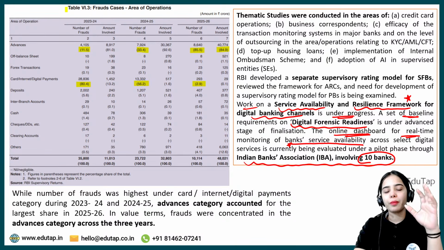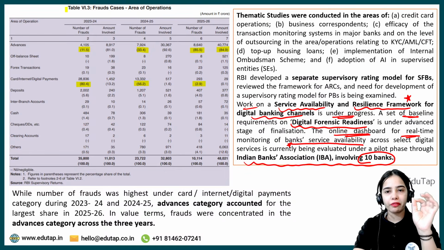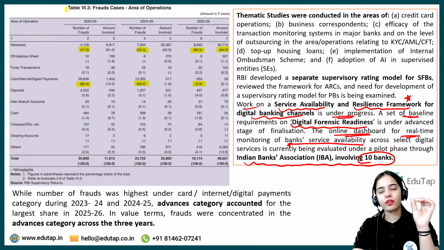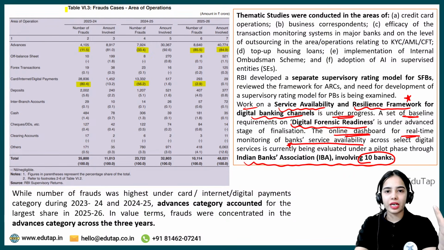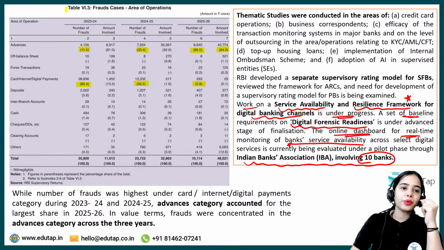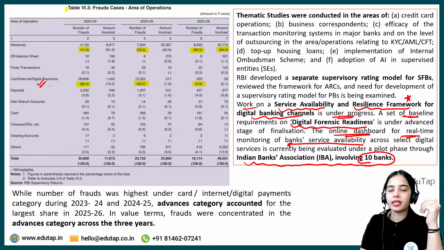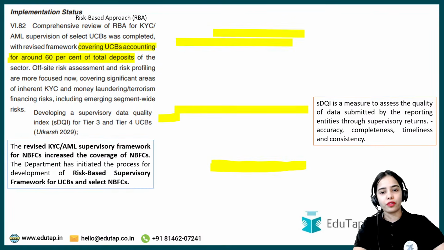No need to remember the amounts here, because there is too much data that you will have to focus on. The idea is that in 2025-26, in terms of value, the frauds were highest in which category? Off-balance sheet, forex transactions, card, internet, digital payments, deposits, or advances. So in the advances category, the value of the frauds was highest. The number of frauds in 2024-25 was highest in the card, internet, and digital payments category, but in 2025-26, it is highest in the advances category.